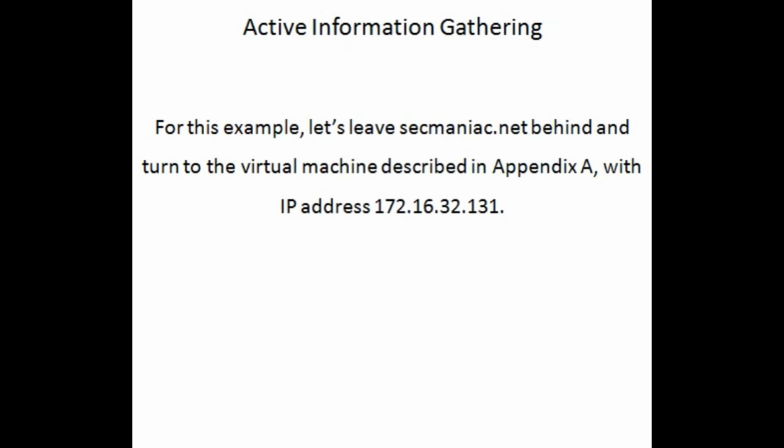For this example, let's leave Checkmaniac.net behind and turn to the virtual machine described in Appendix A with IP address 172.16.32.131. Before we get started, take a quick look at the basic Nmap syntax by entering nmap from the command line on your BackTrack machine. You will see immediately that Nmap has quite a few options, but you will use just a few of them for the most part. One of our preferred Nmap options is -sS.